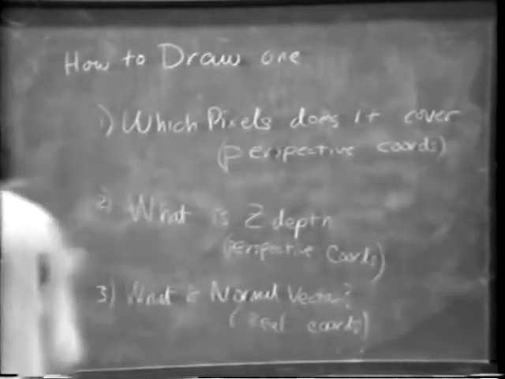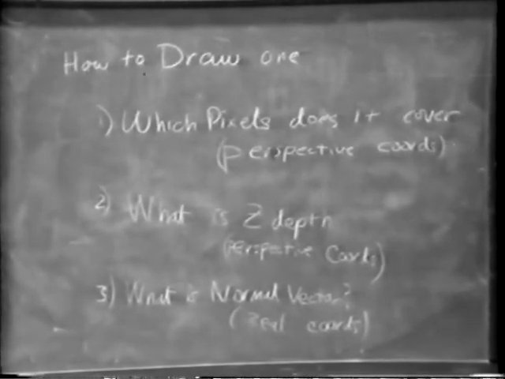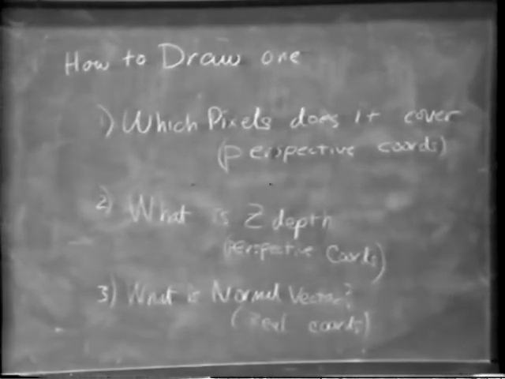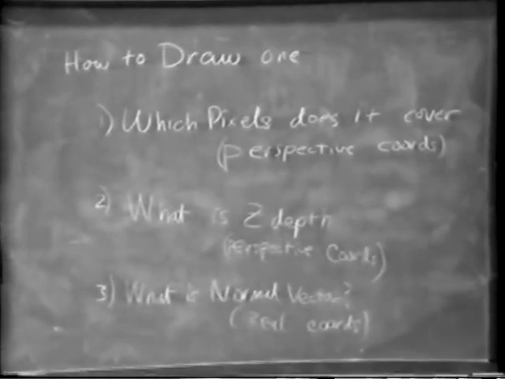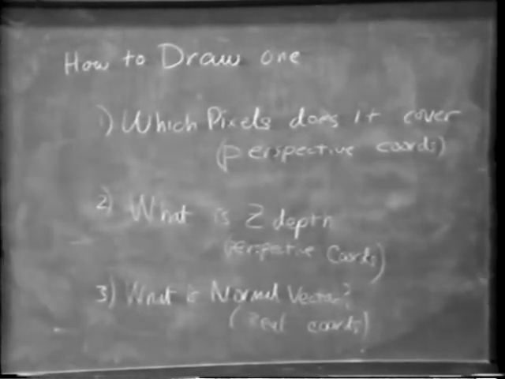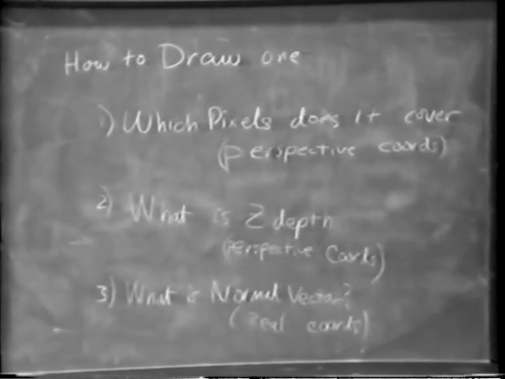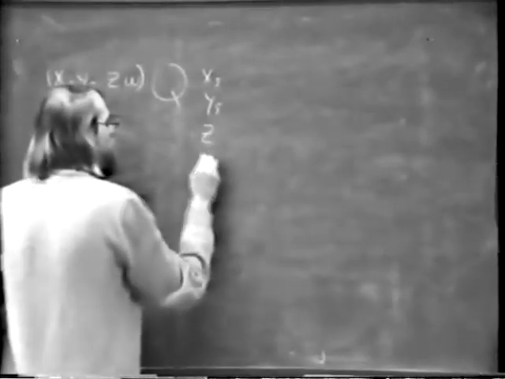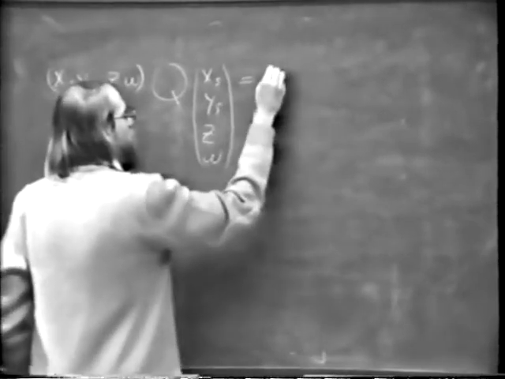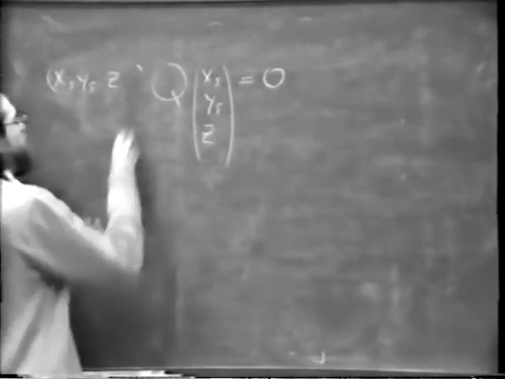Now, in general, with these surfaces, you can take the sledgehammer approach. That's quite often good to start out with, just to visualize what on earth we're doing here, and then try to refine it a little bit later. Which pixels does it cover and what is the z depth can sort of be solved simultaneously by taking, actually, I'll even go so far as to put a 1 here for the W.